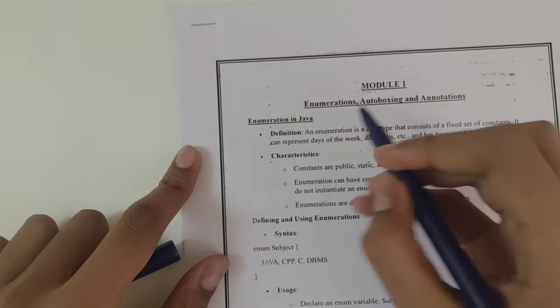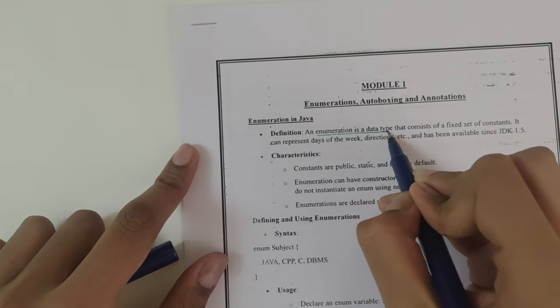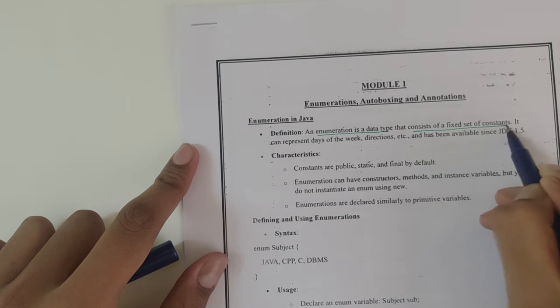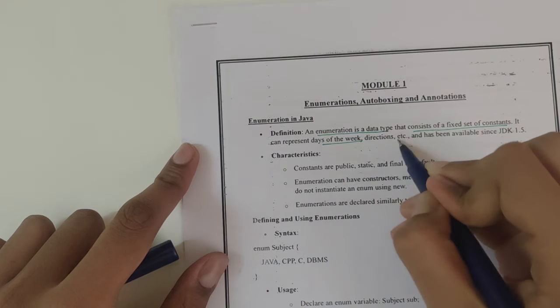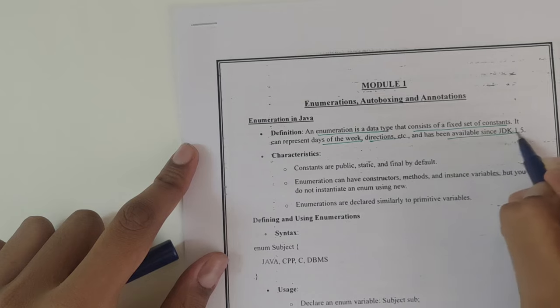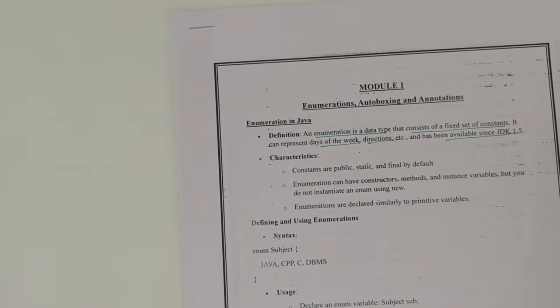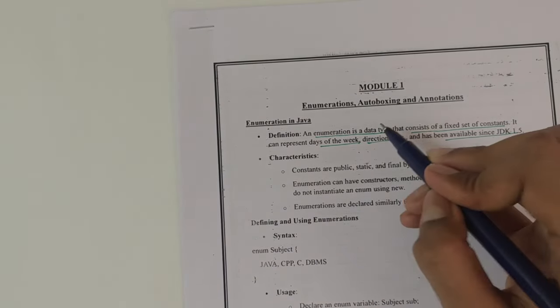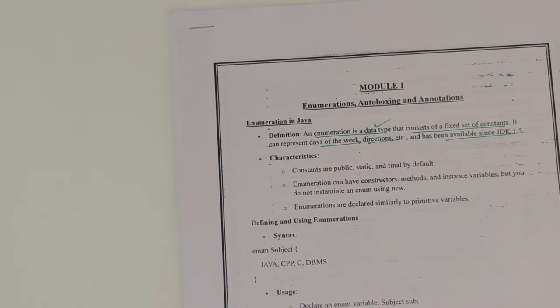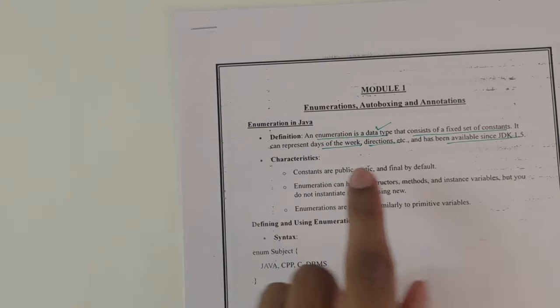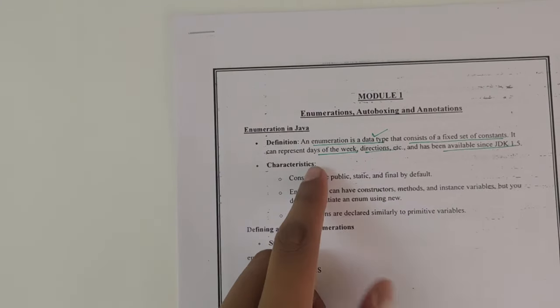An enumeration is a data type that consists of a fixed set of constants. It can represent days of the week, directions. It has been available since JDK 1.5. So enumeration is nothing but a data type itself, a data type which stores a fixed set of constants. The fixed set of constants can be anything. Here, for example, they have taken the directions and the days of a week.